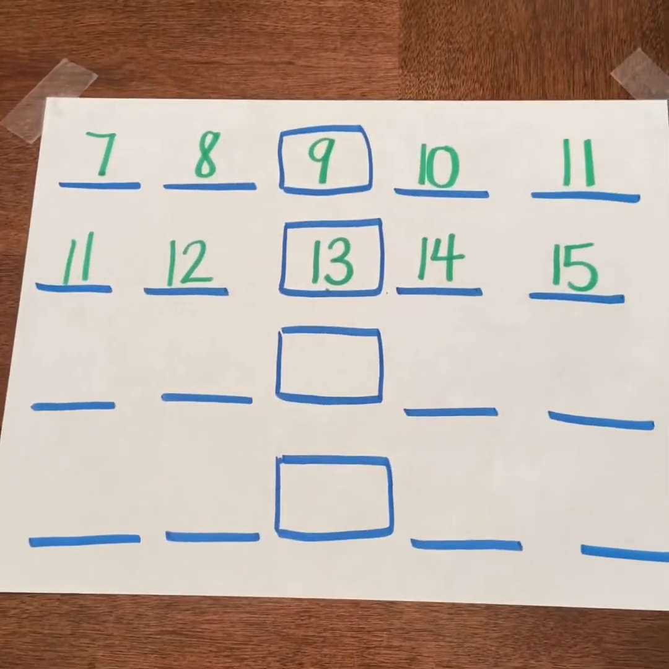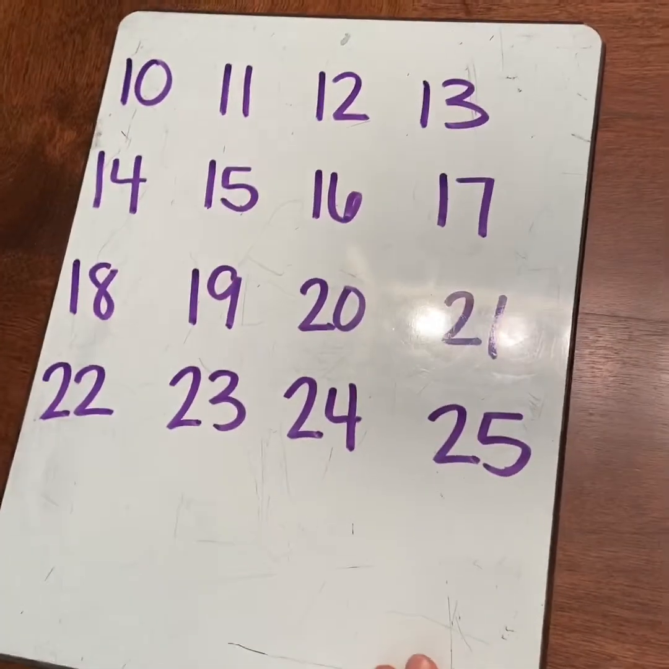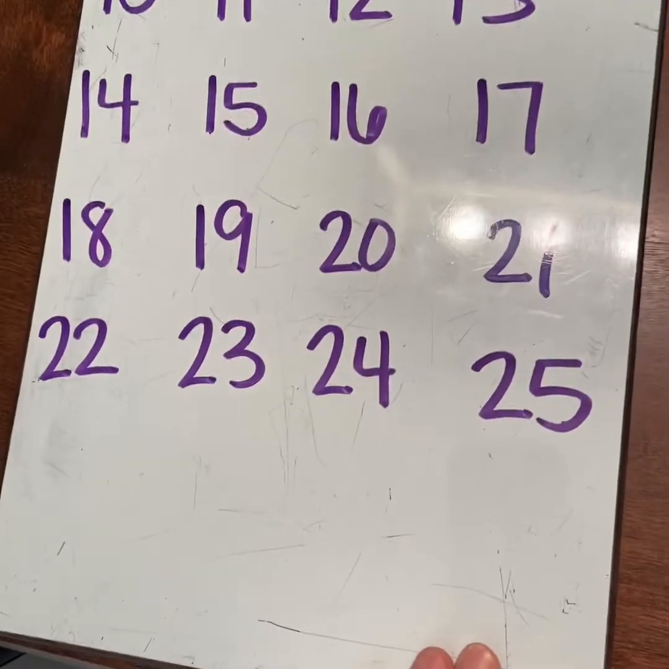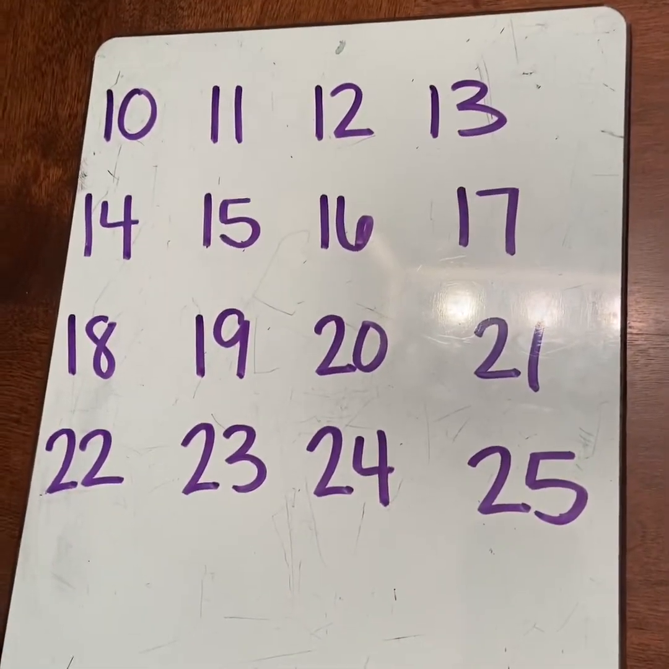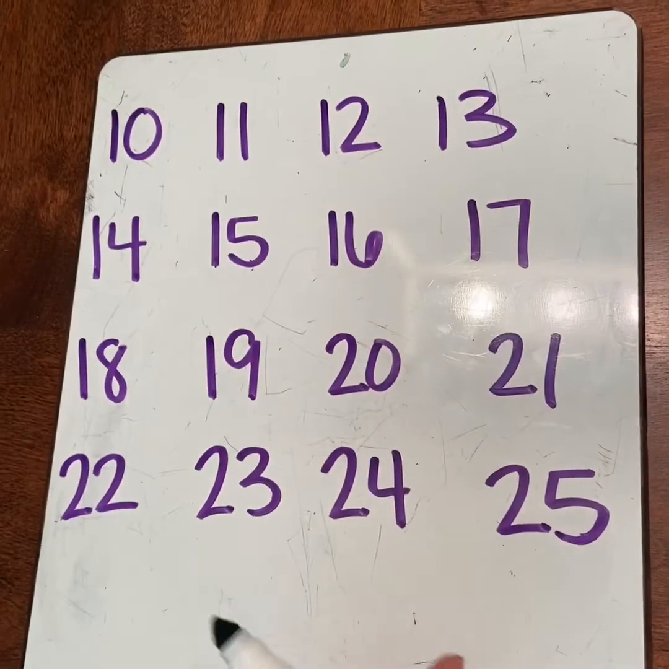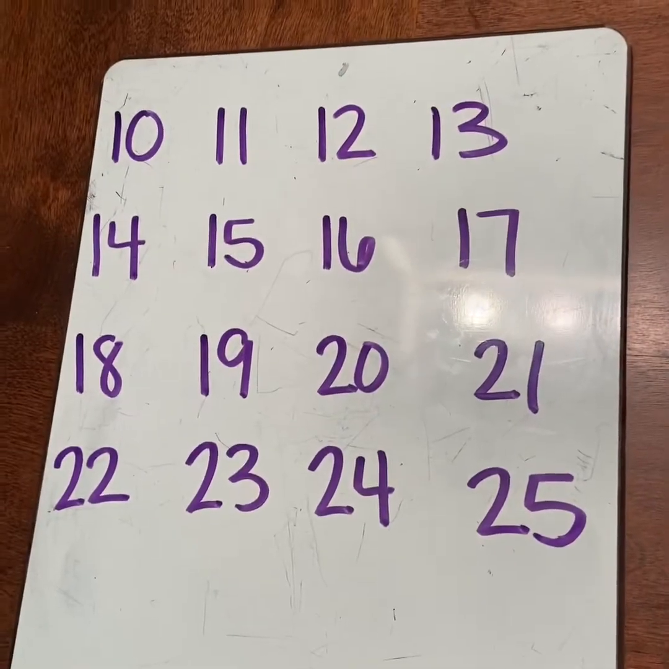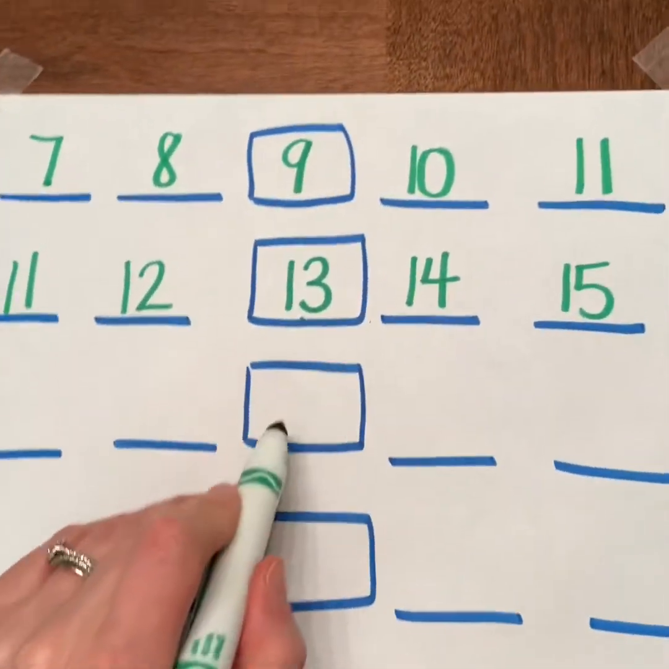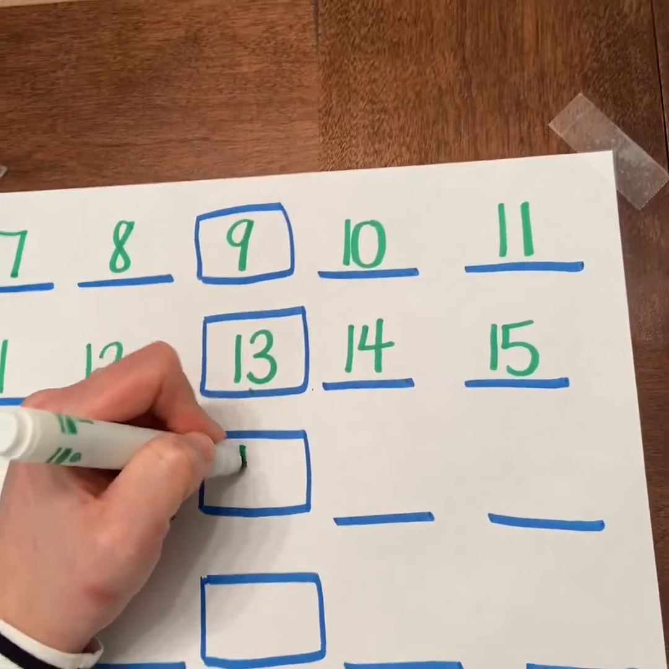We're going to move on to the next one. But before we do, parents, I wrote a little chart over here. If our friends are having a little trouble figuring out what numbers come before, you can write them a number chart, and then they can use this for help. So our next number that's going to go in our box here will be 16.